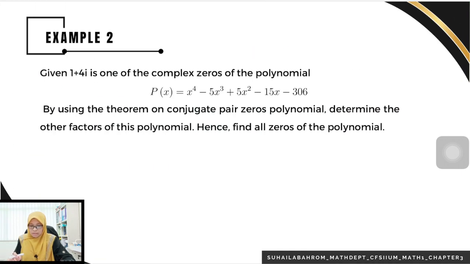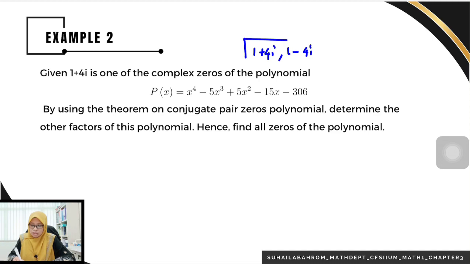Now let's look at example 2. Given 1 plus 4i is one of the complex zeros of the polynomial x to the power of 4 minus 5x cubed plus 5x squared minus 15x minus 306. We need to use the theorem on conjugate pair zeros of a polynomial. We have 1 plus 4i given as a zero of the polynomial, so automatically the conjugate, which is 1 minus 4i, is also a zero.